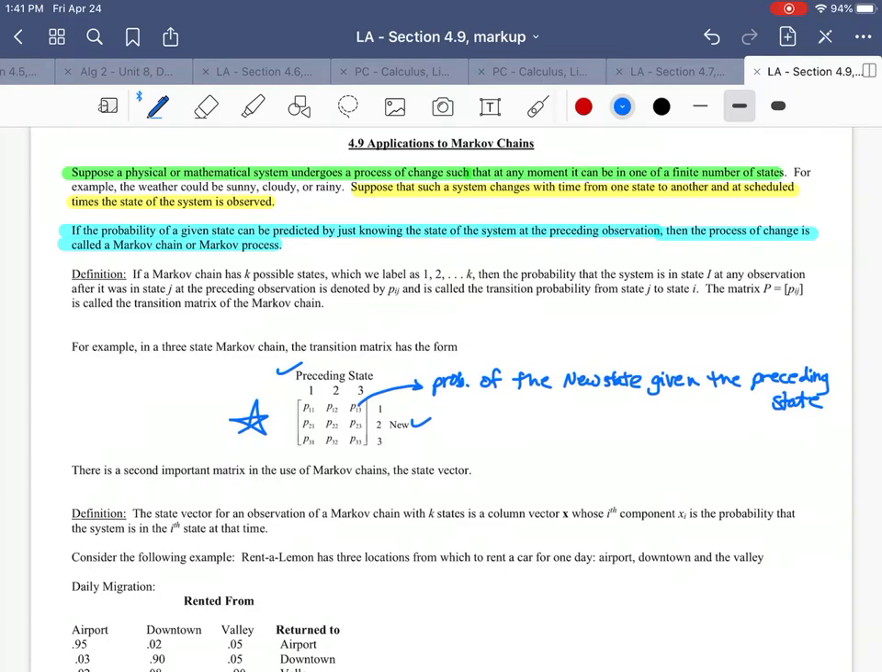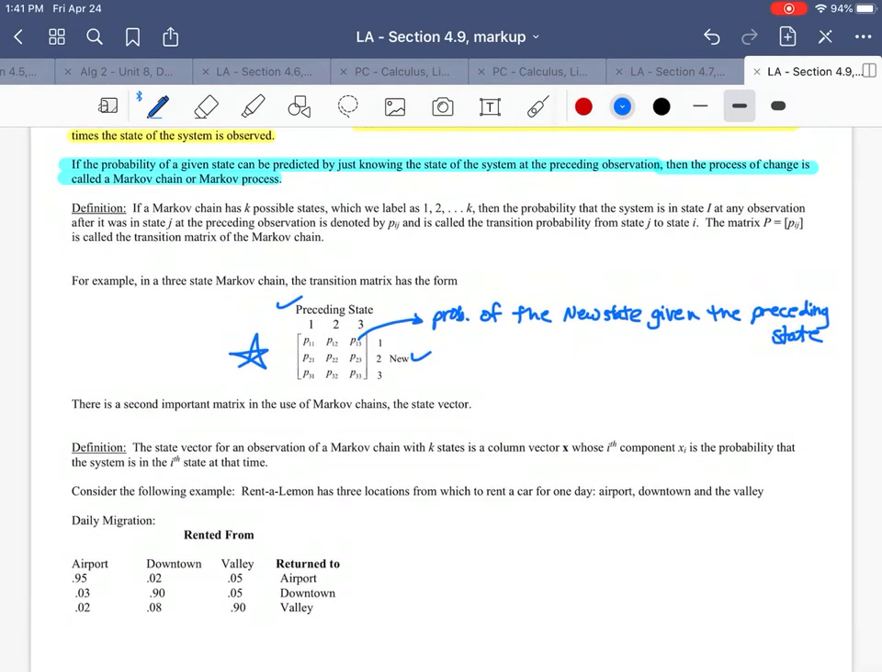This is the first example that we're going to go with. Rent-A-Lemon has 3 locations, like a car rental place, and there's a funny name. There are 3 locations from which to rent a car for one day: the airport, the downtown location, and the valley location. When you rent it from there, you have the option of returning it to any of those 3 places. That's what this matrix is going to represent. This is a daily migration, like your movement.